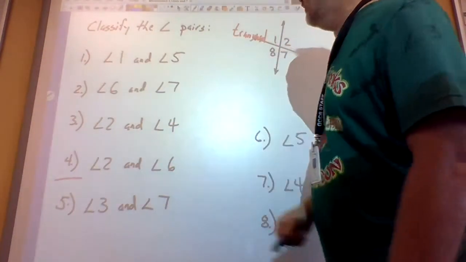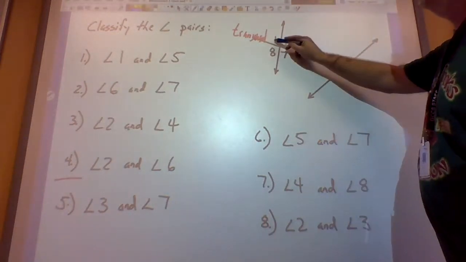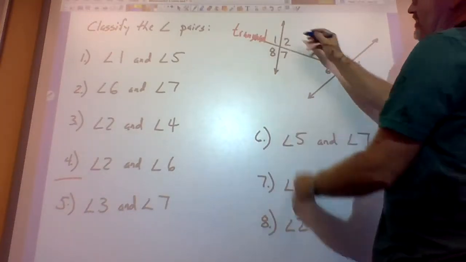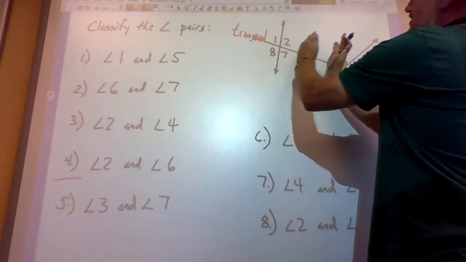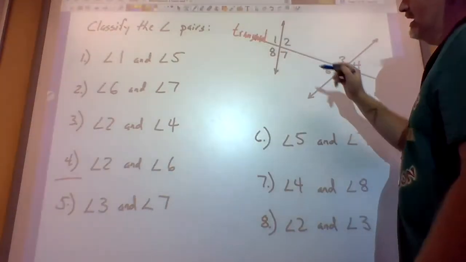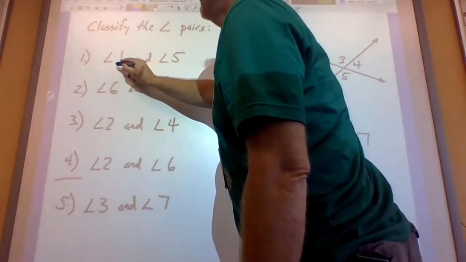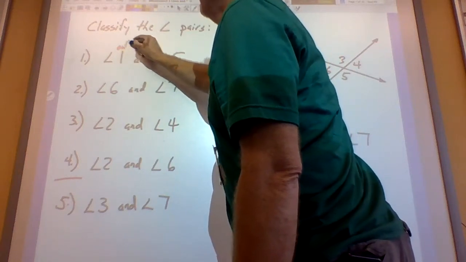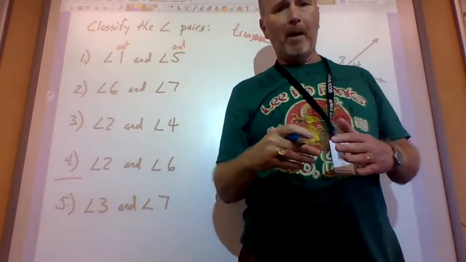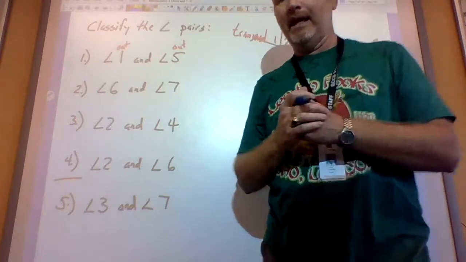It says angle 1 and angle 5. Angle 1 and angle 5 are both on the exterior, right? The interior is 2, 7, 3, and 6. Those guys are on the inside. 1, 8, 4, and 5 are on the outside in this drawing. So 1 is on the outside, 5 is on the outside, and out and out kind of gives it away. It's not corresponding, because remember, corresponding you have to have one on the inside, one on the outside. That's the only one that's like that.